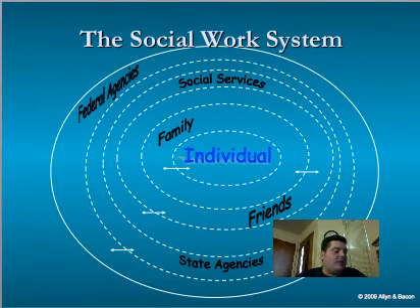The bottom line here is for us to be able to help the friends, the family, and the individual, and it works that way. A system is a whole consisting of interacting parts that are so interrelated that change in any one of the parts affects all of the others. If there's a change in federal law, then it will go all the way down to the individual.